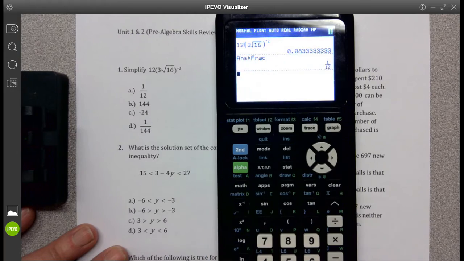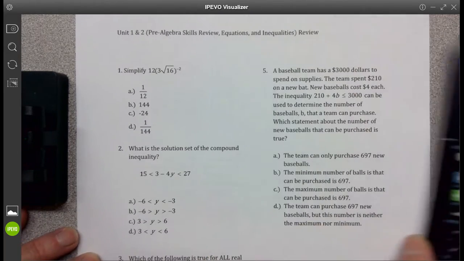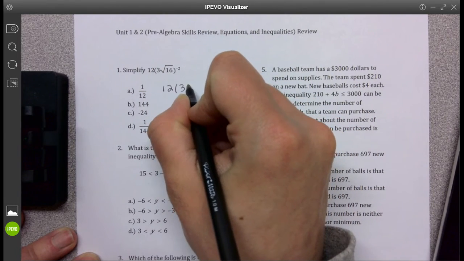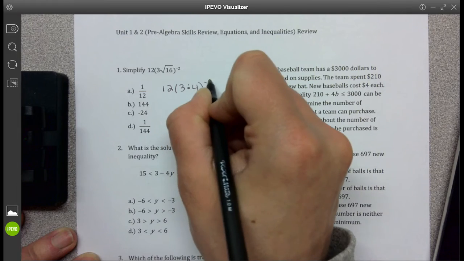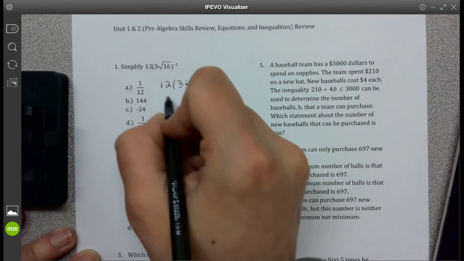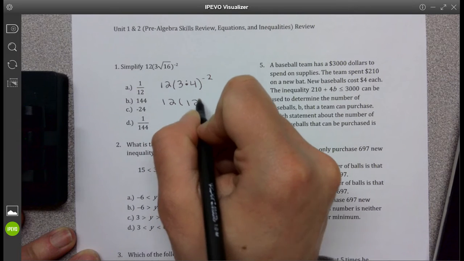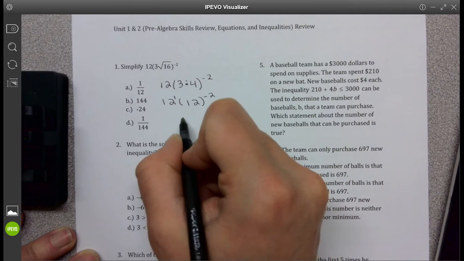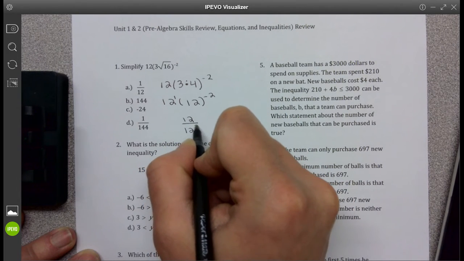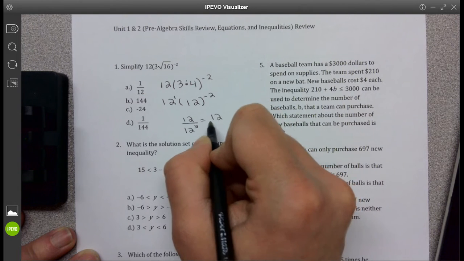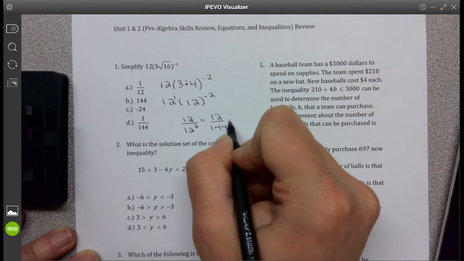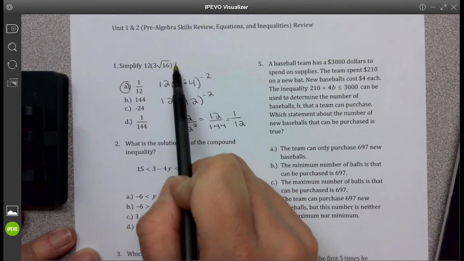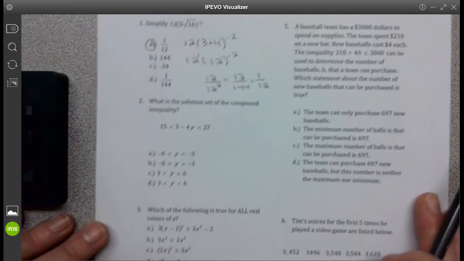But if you didn't know how to do that at the calculator, let's try doing it by hand. Well, I know that the square root of 16 turns into a 4, so it's going to be times 4. Well, I know that 12 times 12 to the negative second is what this is going to turn into. This is a 12 to the first, and this is to the negative second. So this one stays in the numerator, and this one would go to the denominator. When you simplify it, it's 12 over 144. 12 goes into 144 12 times. So your answer is A. So you could either use a calculator, or you could do this by hand.